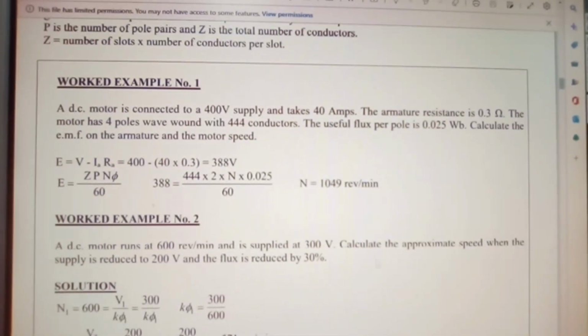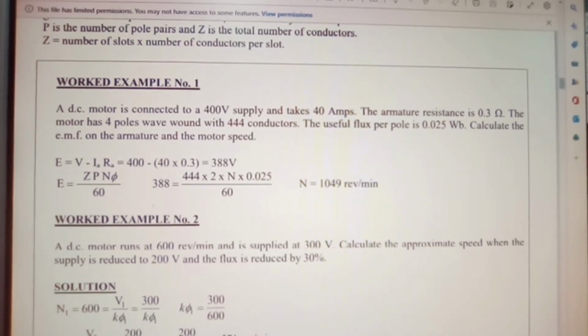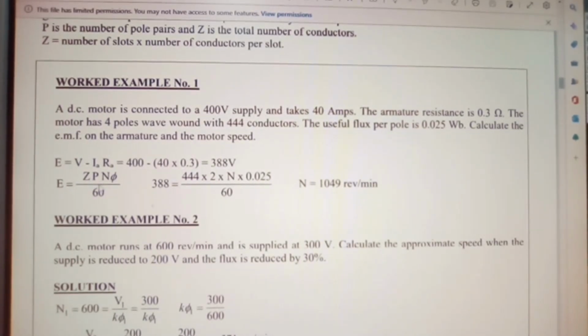Now, we're looking for the motor speed, given the useful flux per pole. The formula for that is E equals ZPNθ over 60.